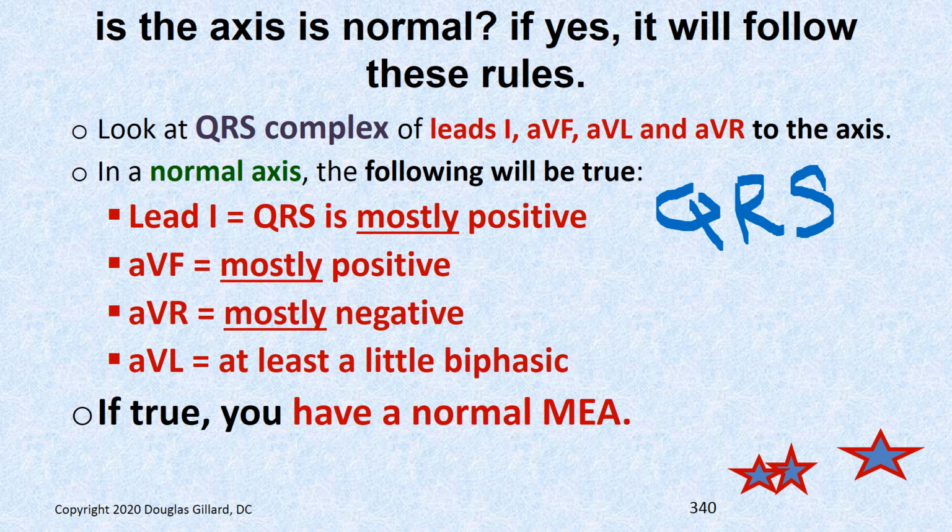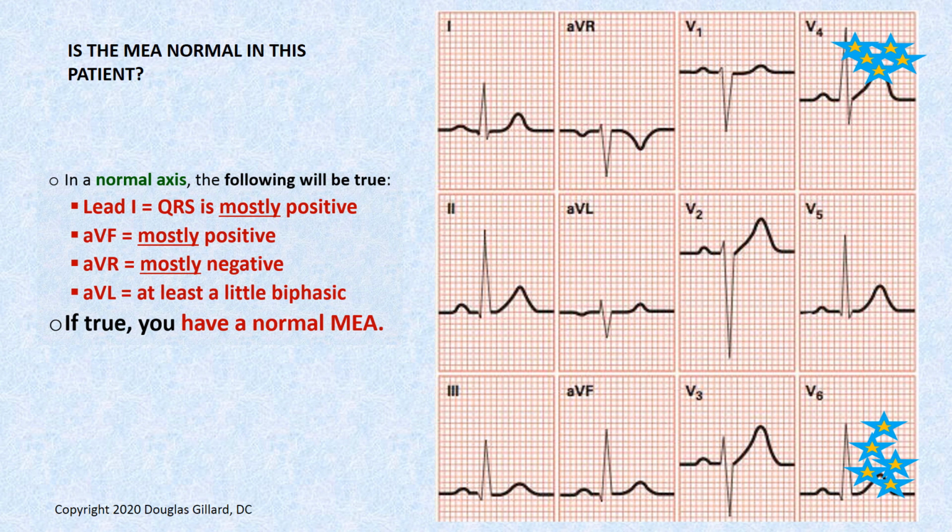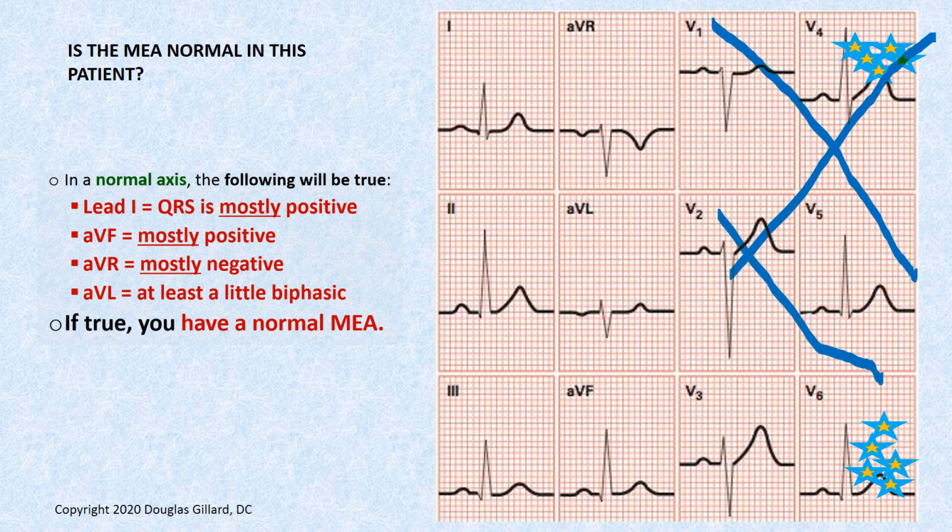I think for me, it's easier just to find the axis and see if it's between 0 and 90. Yeah, it's normal. All right, so is the mean electrical axis normal in this patient? Don't pay attention to this right now. We'll just look over here. And we can cross these out, right? Because the axis has nothing to do with precordial leads or chest leads. So don't worry about those.